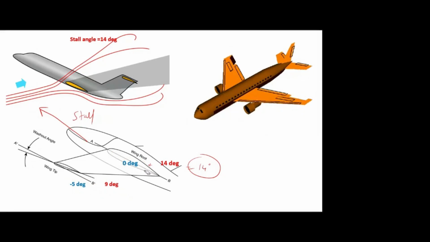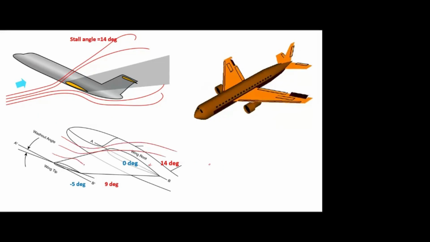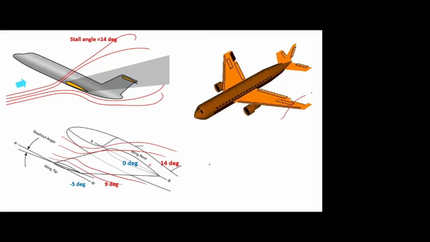So in that case, if you see the streamline pattern, here it may detach like that near the root, but near the tip, the flow will still be attached. So here the flow is attached, so that we can effectively control the aileron, so that he can control the aircraft. Is that clear? Yes, sir.